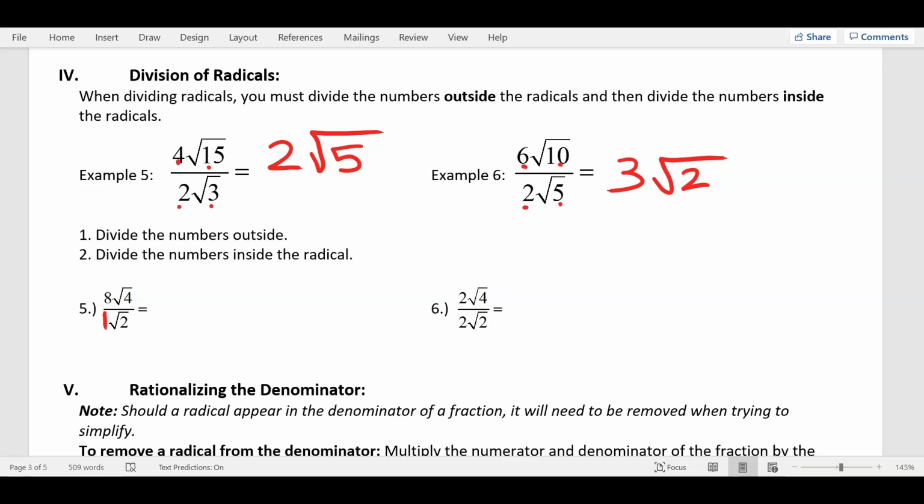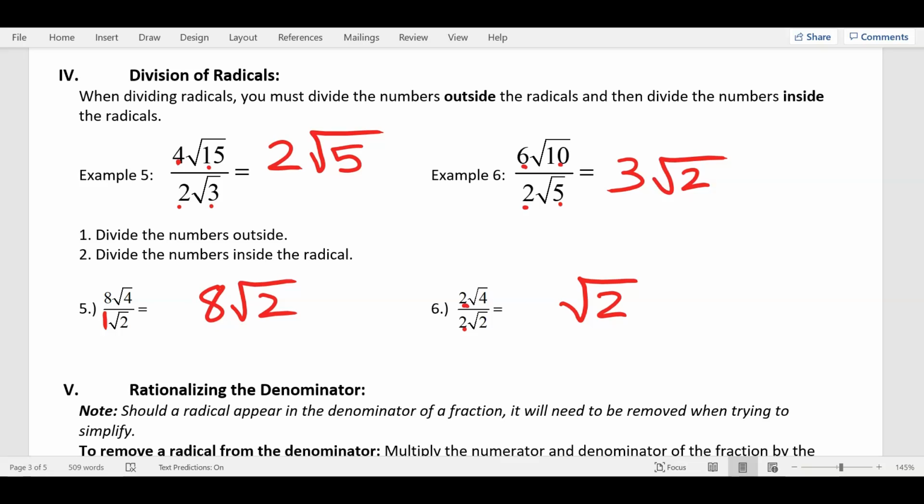4 divided by 2 gives me 2. That's it. 2 is prime. Can't break it down. Now number 6. 2 divided by 2 is not 0. It's 1. Now, before we write that 1, what's square root of 4 over square root of 2? 4 divided by 2 is 2. Now, usually you don't see the 1. It's implied. So you could write 1 square root of 2, or just square root of 2 works out, okay? Now, that's how those work out.